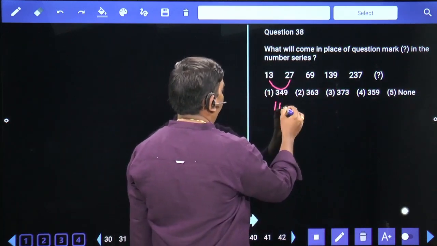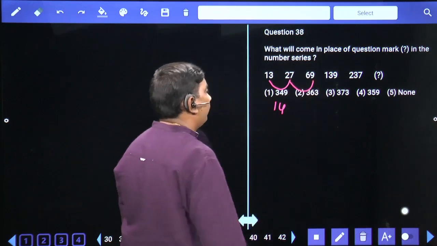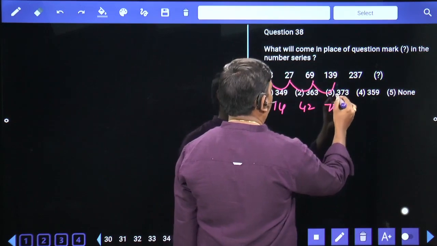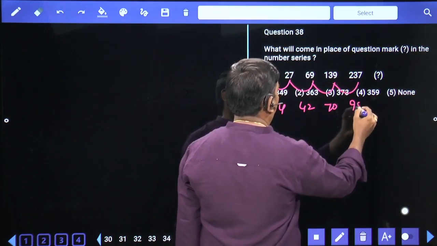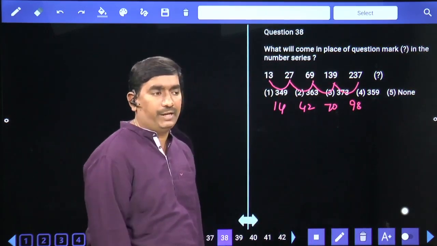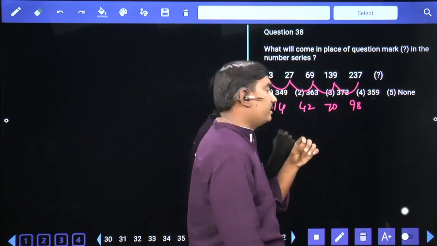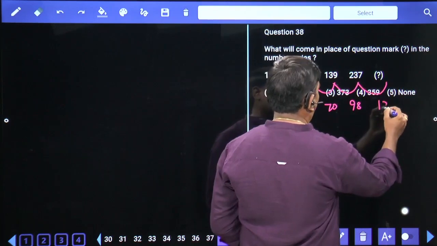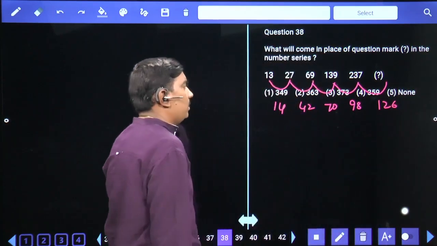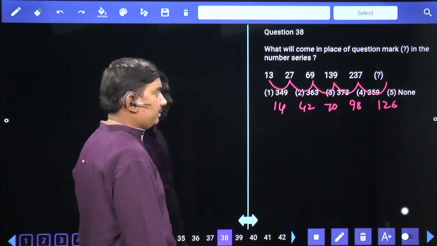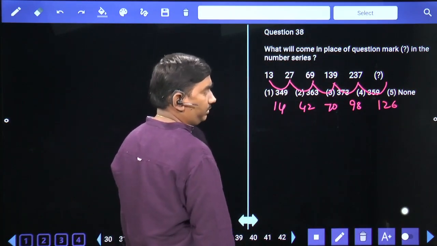Difference 14, 42, 70, 98. Odd multiples of 14. 14 1 time, 14 3 times, 14 5 times, 14 7 times, 14 9 times, 126. 237 plus 126, nothing but 363. 363 is your answer.